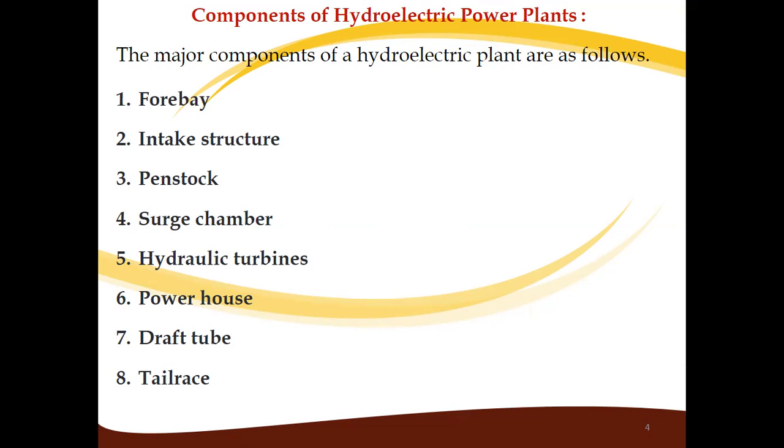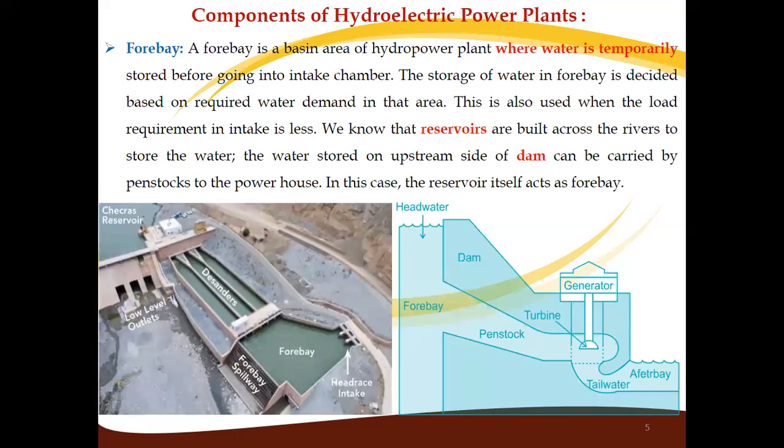Now in a hydroelectric power plant, we convert the power of hydro or water into electricity, that is, electrical energy. So we have the first part, the forebay. If you see, this is the actual forebay. A forebay is a basin area of a hydro power plant, where we can store water temporarily. So that area is known as the forebay.